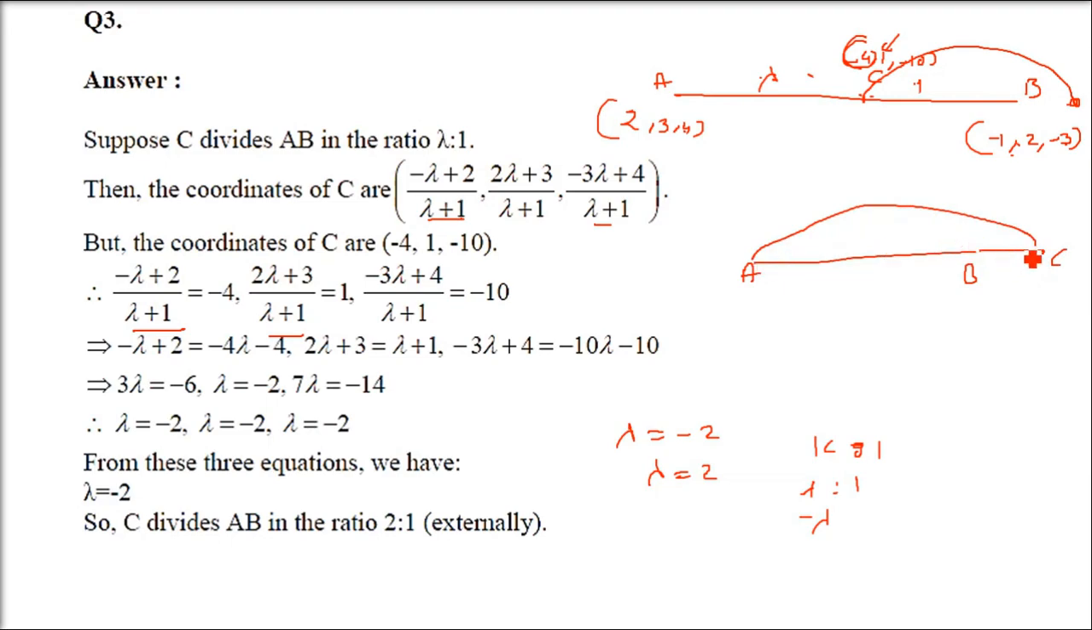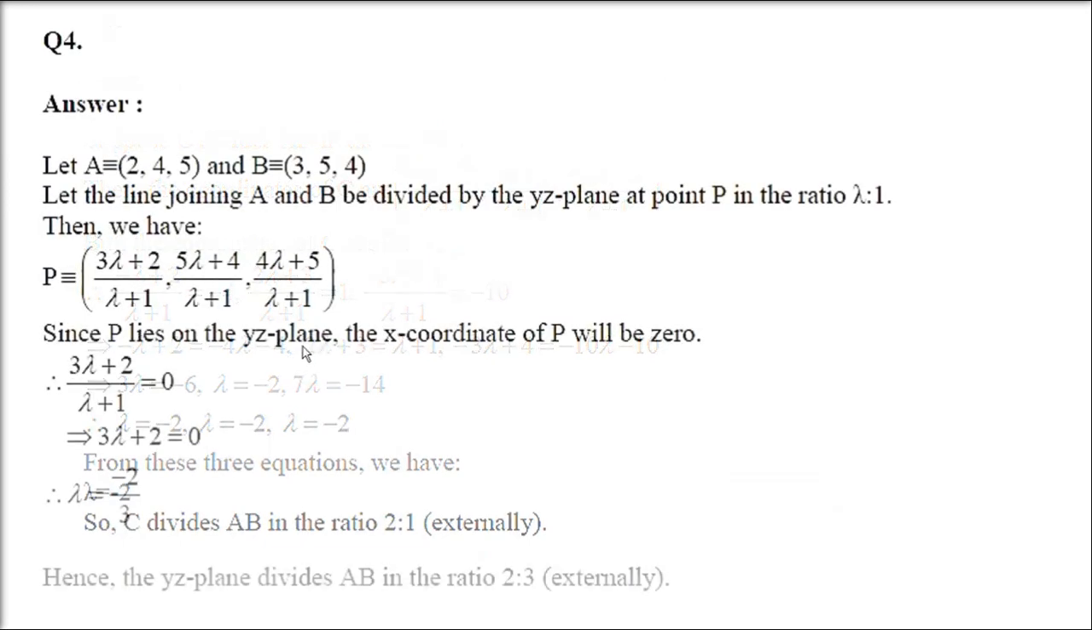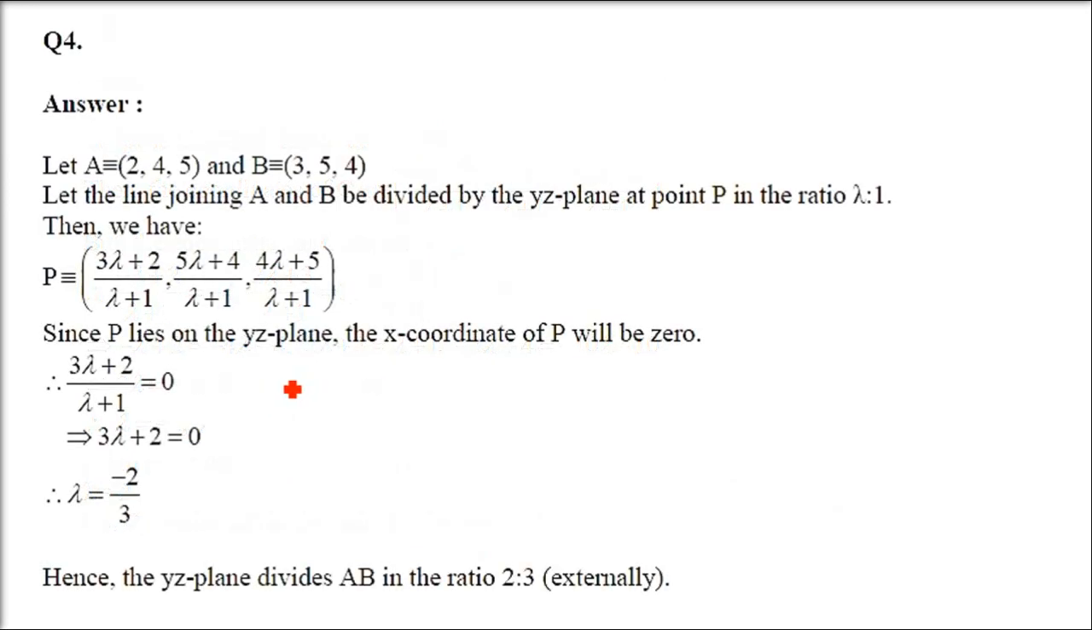So we have CA by CB, or you can say AC by BC equals 2:1. I hope you got the idea, this 2:1, but you have to add externally here because you got negative. Wherever you get negative, you have to write externally.